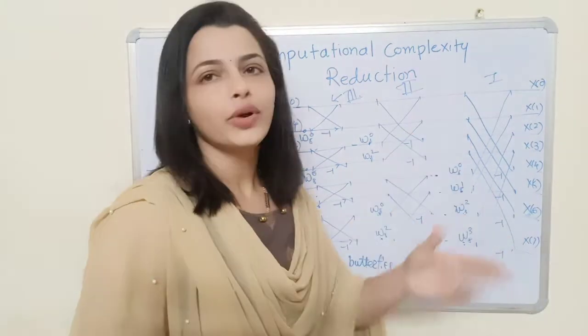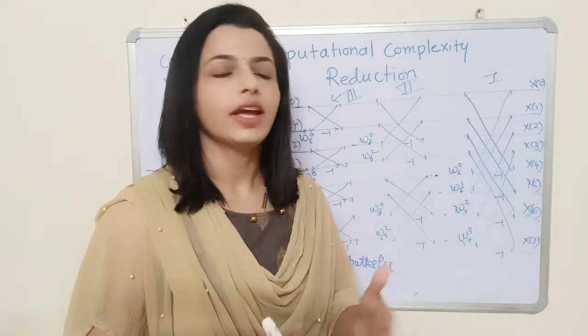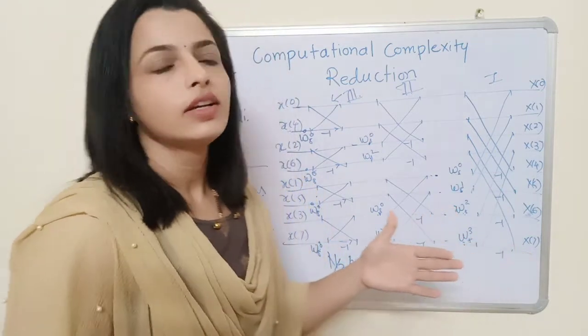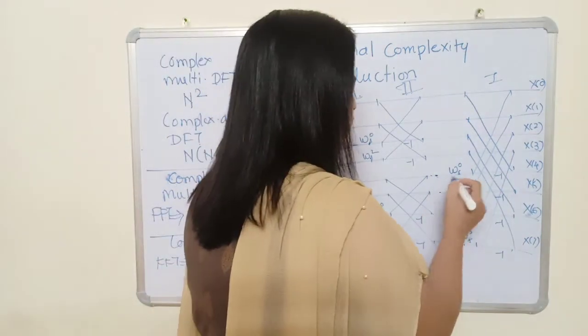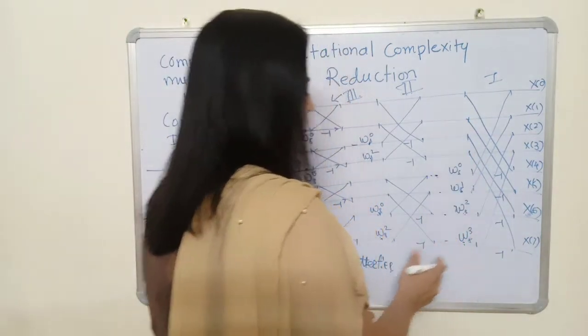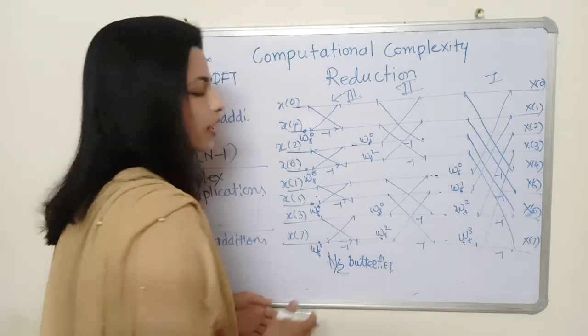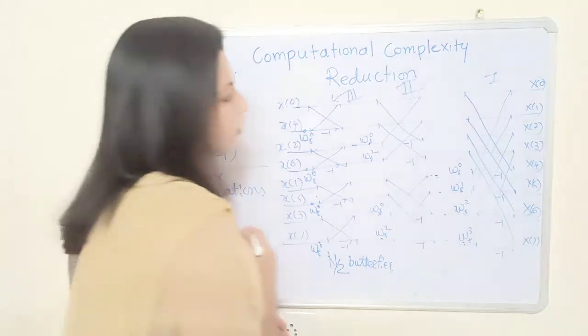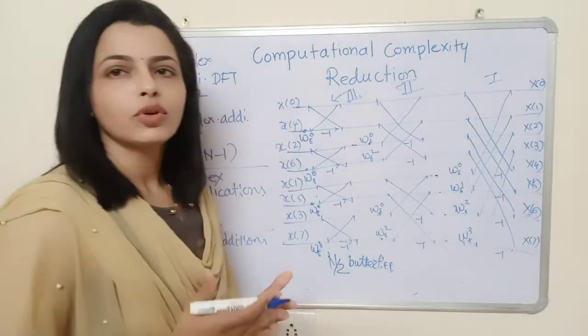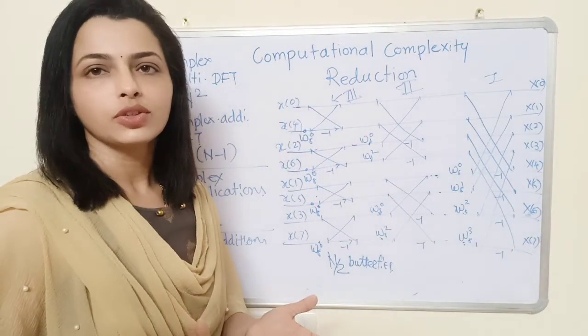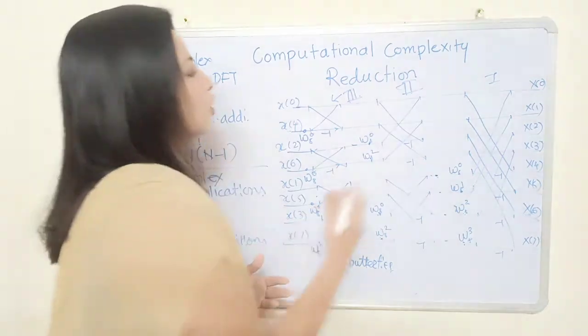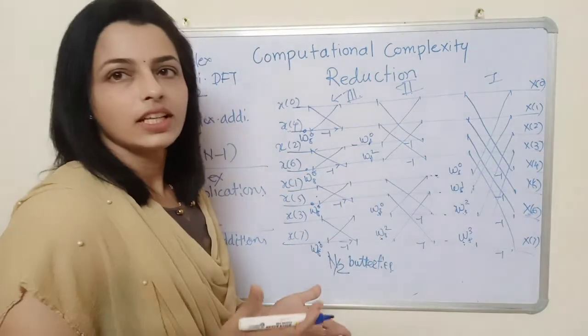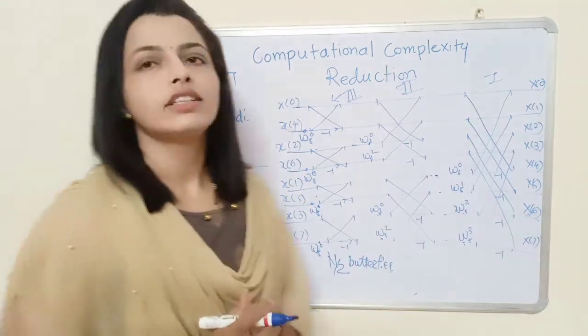So if we want to calculate n-point DFT, then for this calculation you have to go for n by 2. For each butterfly one complex multiplication is there. And we have to multiply it by the number of stages used. Here for 8, 3 stages are required. Now how to calculate in general?